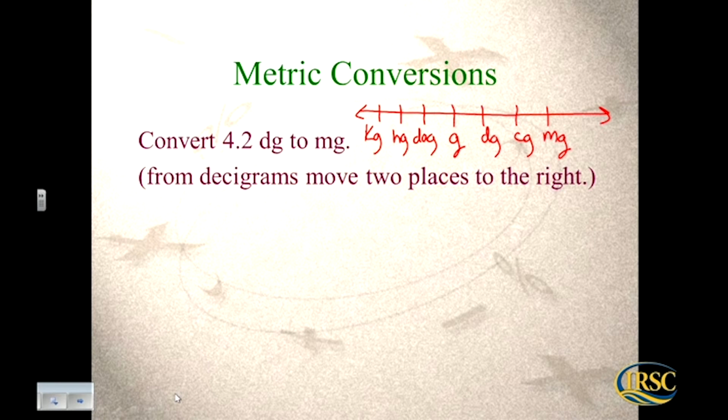And so from decigrams, that's the little d, you need to move to the right 2 spaces to get to milligrams. And so in this number, we're going to move the decimal 2 places to the right. Okay, so moving it over 2 places to the right, there's your new decimal. Don't forget that when you have a blank space, you need to fill in a 0. So you get 420 milligrams.